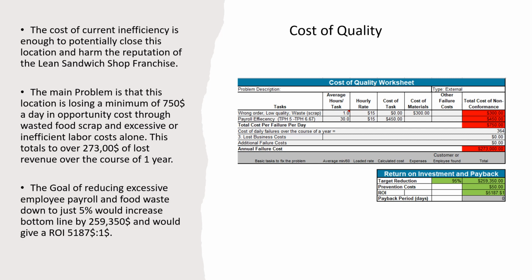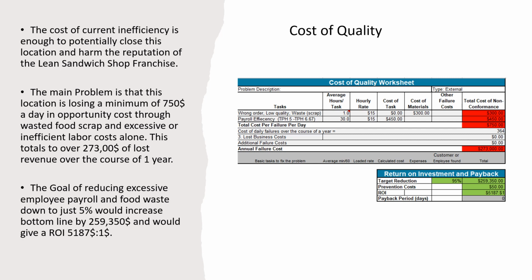All right, so this is our cost of quality. The cost of current inefficiency is enough to potentially close this location and harm the reputation of the Lean Sandwich Shop franchise. The main problem is that this location is losing a minimum of $750 a day in opportunity costs through wasted food scrap and excessive or inefficient labor costs alone. This totals to over $273,000 of lost revenue over the course of the year.